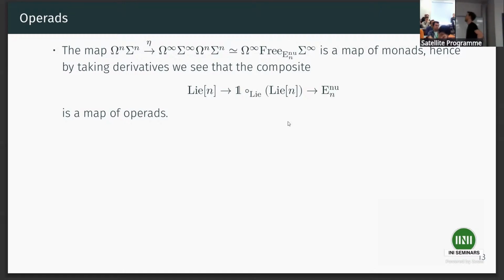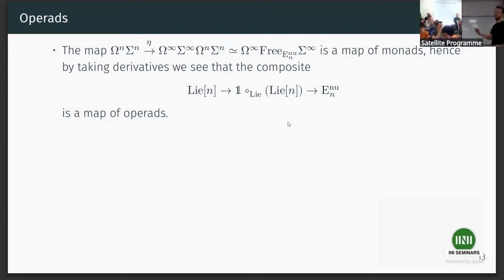It was not obvious why this would be a map of monads, except that I was hoping it would be. So I sat down and, if you formulate it like this, it's not so easy to see, but there's also this operadic reformulation of the Snaith splitting by Cohen. And if you use that reformulation, it's not so hard to observe that this is actually a map of monads.